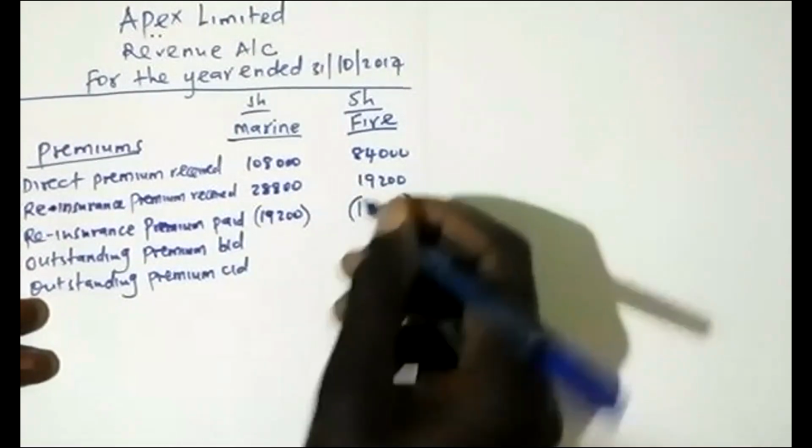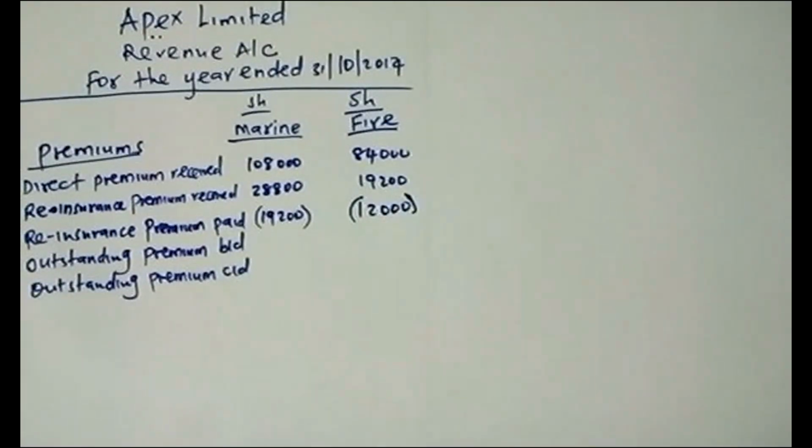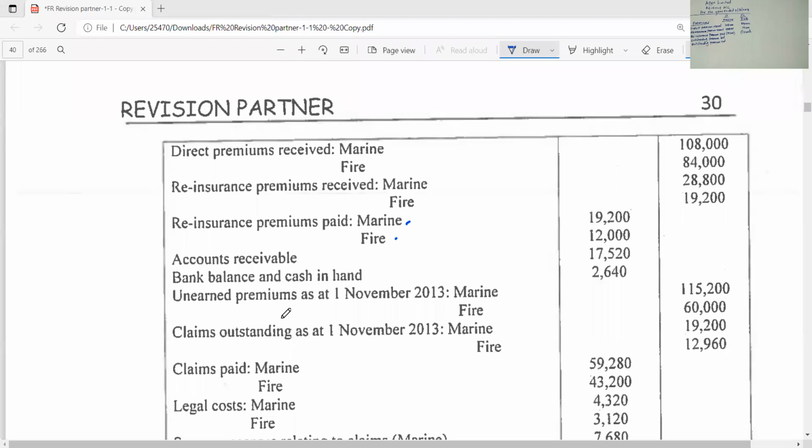Then we have some outstanding premiums at the start of the year and outstanding premiums at the end of the year. Remember that the outstanding premiums at the start of the year, we have to subtract, because already they have been offset by the premiums which have been received during the year, the 108,000 and 84,000 and the 28,800 and 19,200. If there were some outstanding premiums at the start of the year, already they have been offset against the premiums we have received for the period. So that is why I always subtract the outstanding premiums brought down. So we have to check that brought down, then we check for the carried down.